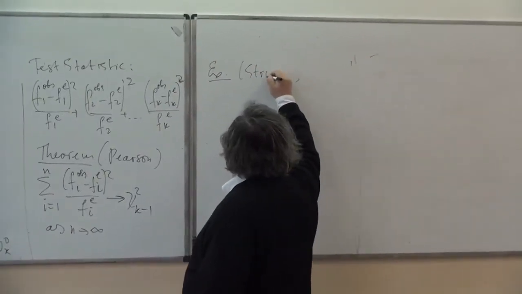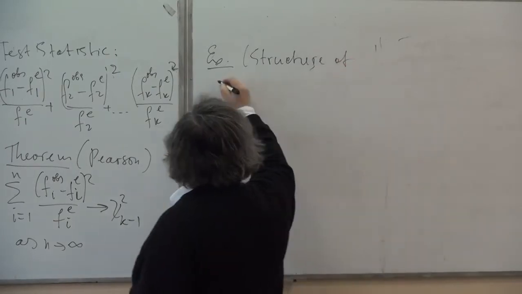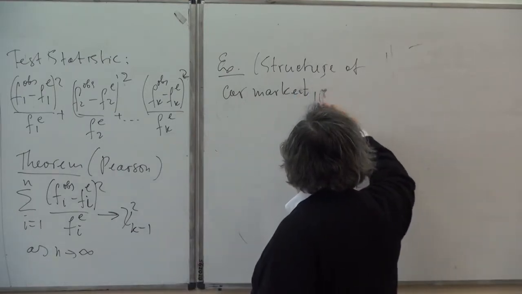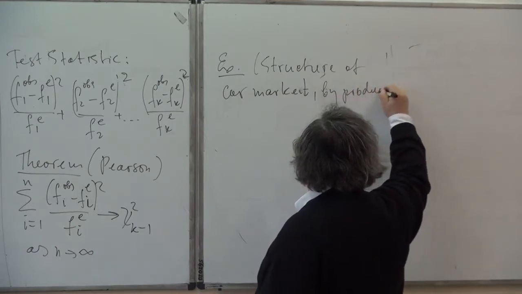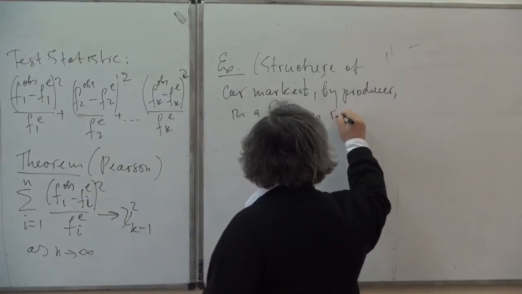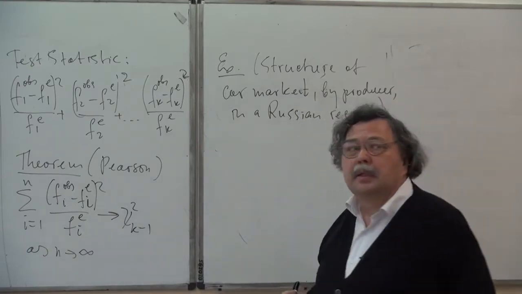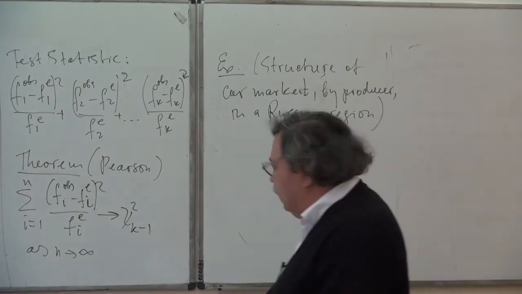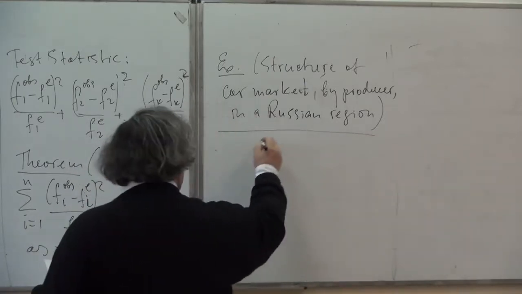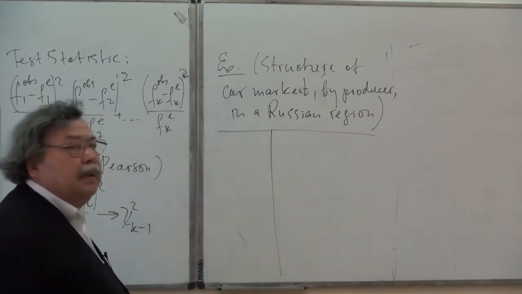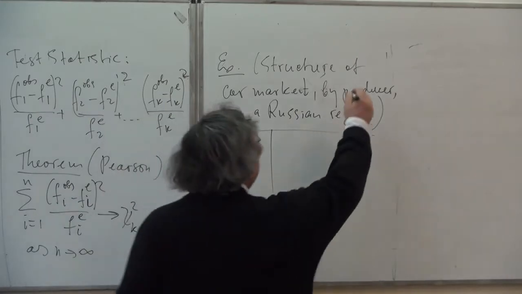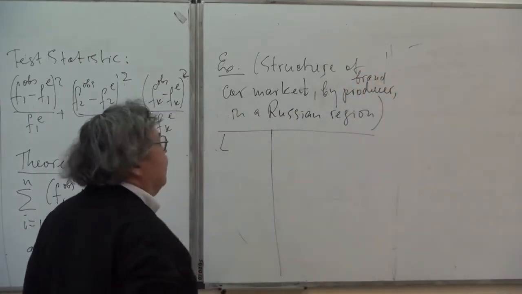It will be about the structure of a car market by producer in a certain Russian region. Okay, Russia has a lot of regions, and this is about one of them. All right. Now let's make up this table. The producers that we include in this table are, or rather brands. So by brand, not by producer, to be precise.